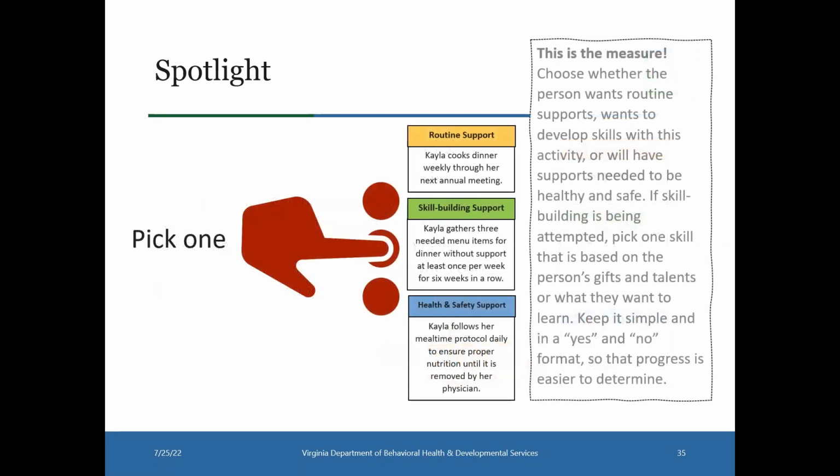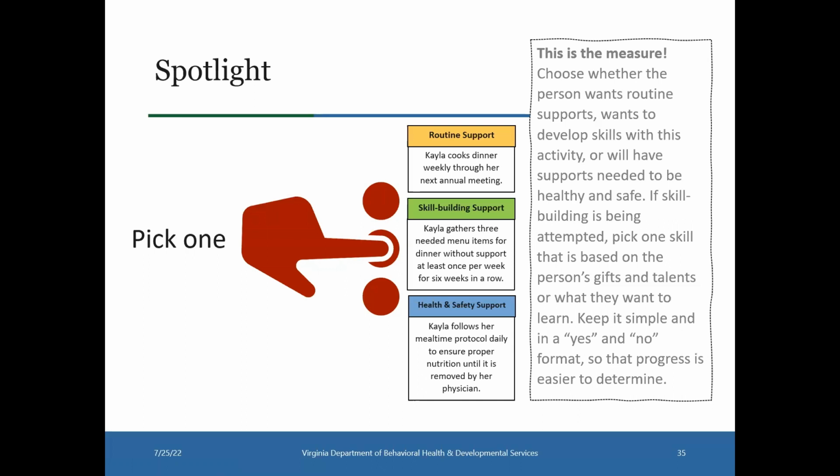All right, so we have some examples here. This is the measure. So if we're talking about a routine support, we're really just wanting to know on a routine basis that the activity is occurring. So it's not complex. You basically take the activity statement and you add the frequency on the end. So Kayla cooks dinner weekly through her next annual meeting. So the instructions will talk about how staff support her to cook dinner. We are not trying to develop skills here. We're just ensuring that the activity is happening at the expected frequency.